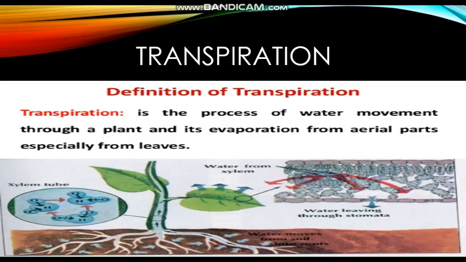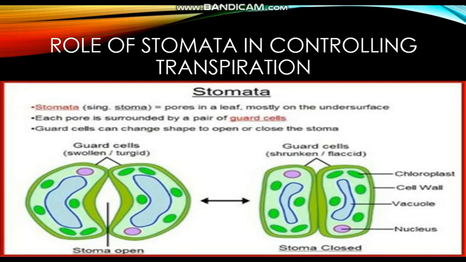Next is the process of transpiration. It is the process by which plants release water vapor through stomata, which results in additional water being pulled up through the stem and circulated through the plant for use in photosynthesis. Now this diagram shows how the stomata control transpiration.